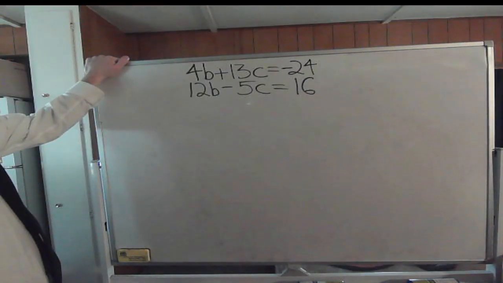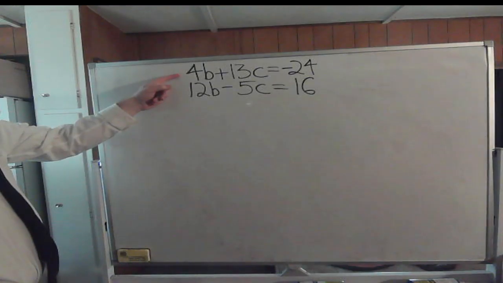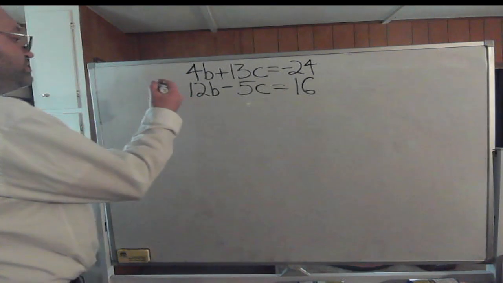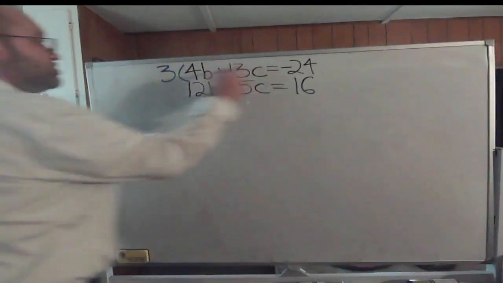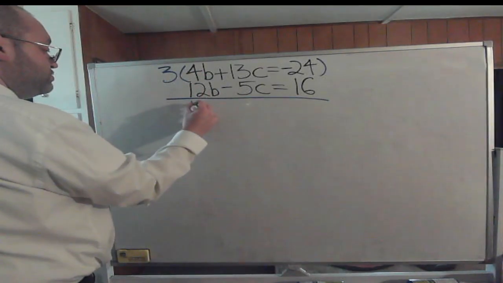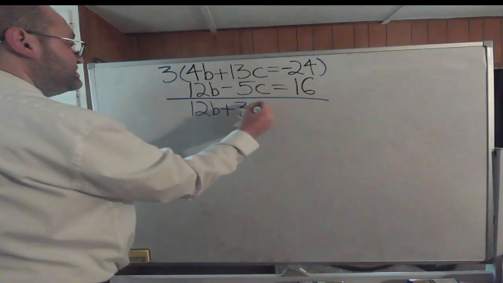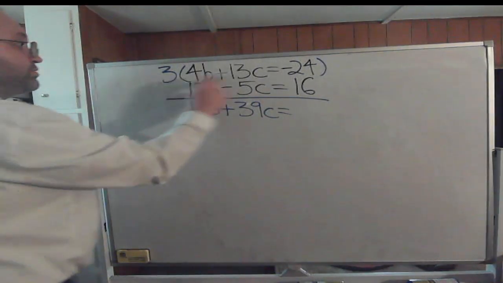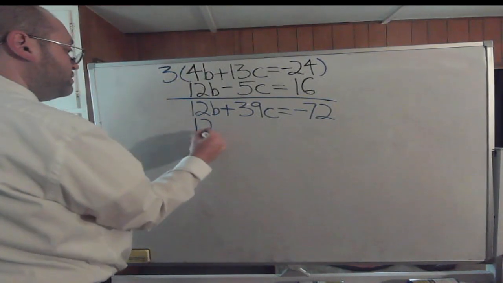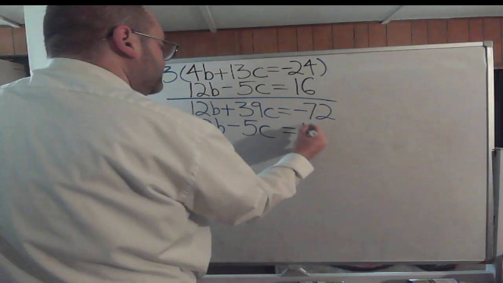I think it's fairly obvious we can multiply the first equation by 3 and get a 12b, so then we can temporarily eliminate the b variables. So let's go ahead and do just that. We'll multiply that first equation by 3. So if we do 3 times 4b, you get 12b. Plus 3 times 13c, that would be 39c. That'd be equal to 3 times negative 24, that's negative 72. And then you still have your 12b minus 5c is equal to 16.